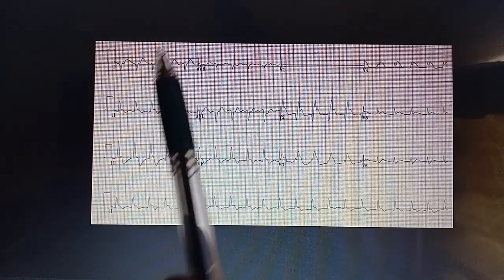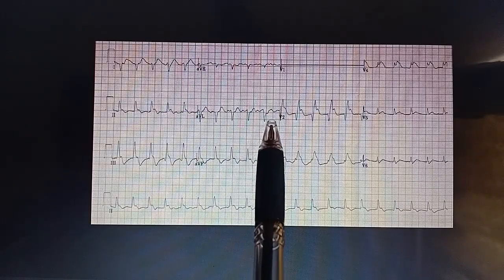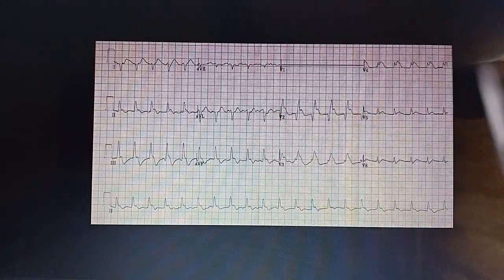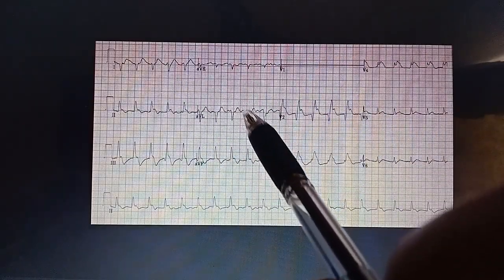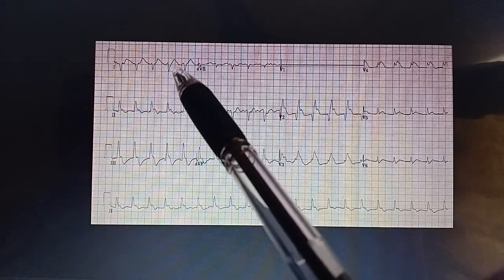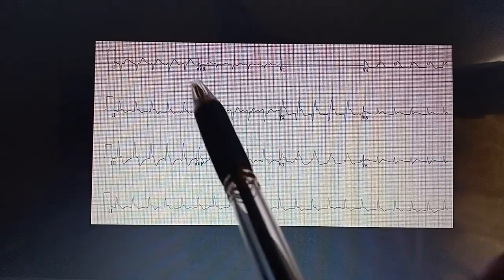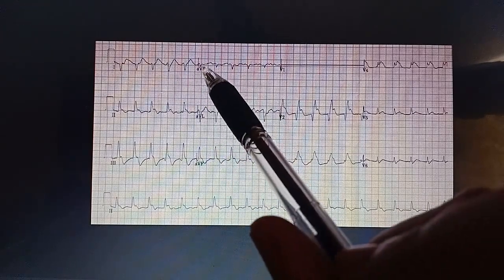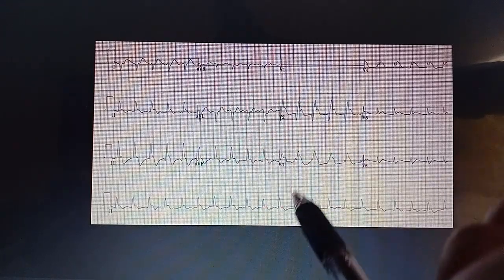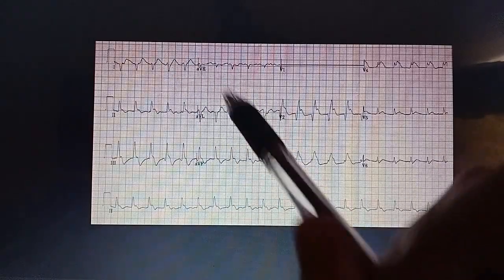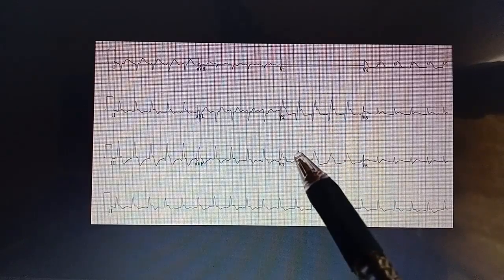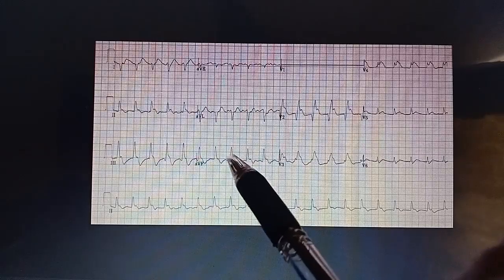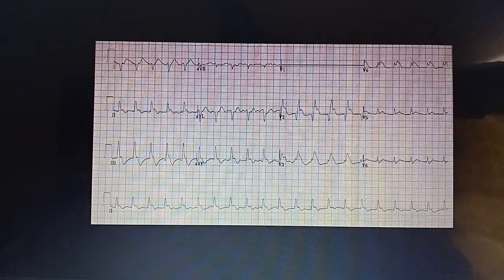So they would be opposing each other. You can remember it like that. If both of the thumbs are up, it would be normal axis, and if both of the thumbs leave each other, it would be left axis deviation, and that would be the left bundle branch block. And if both of the thumbs are towards each other, facing each other, that would be right axis deviation. That means right bundle branch block.